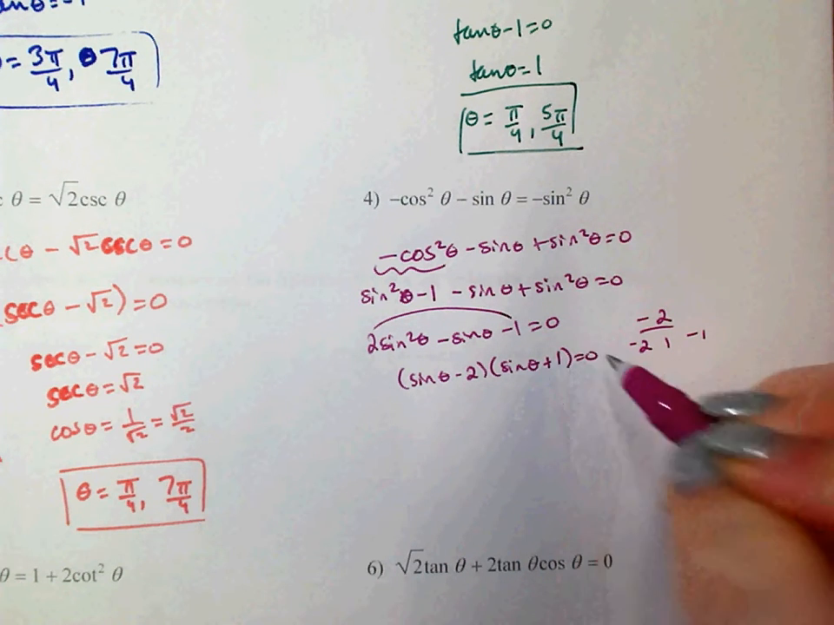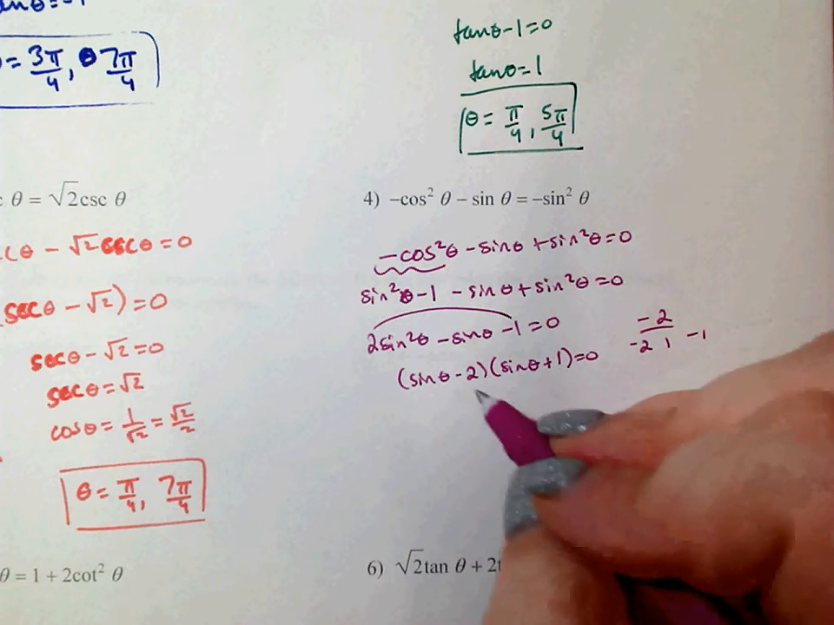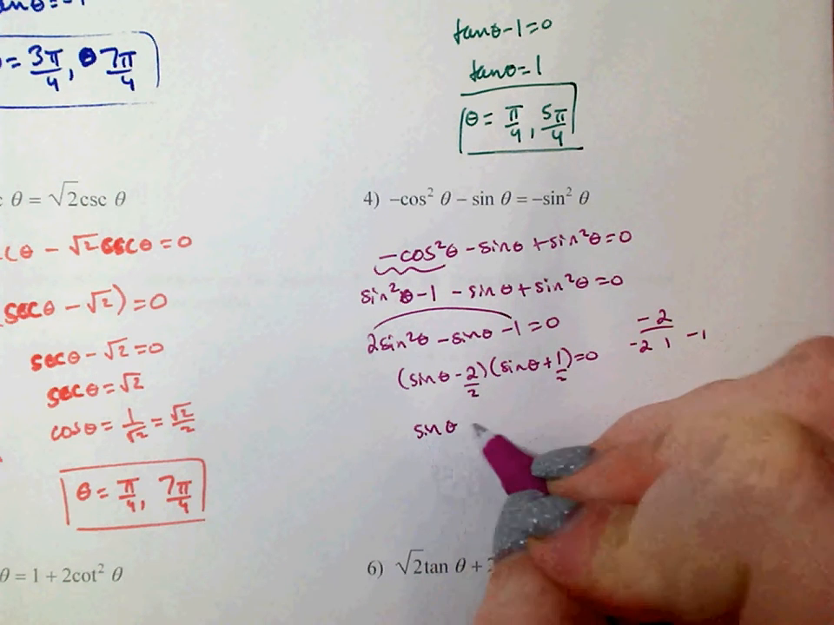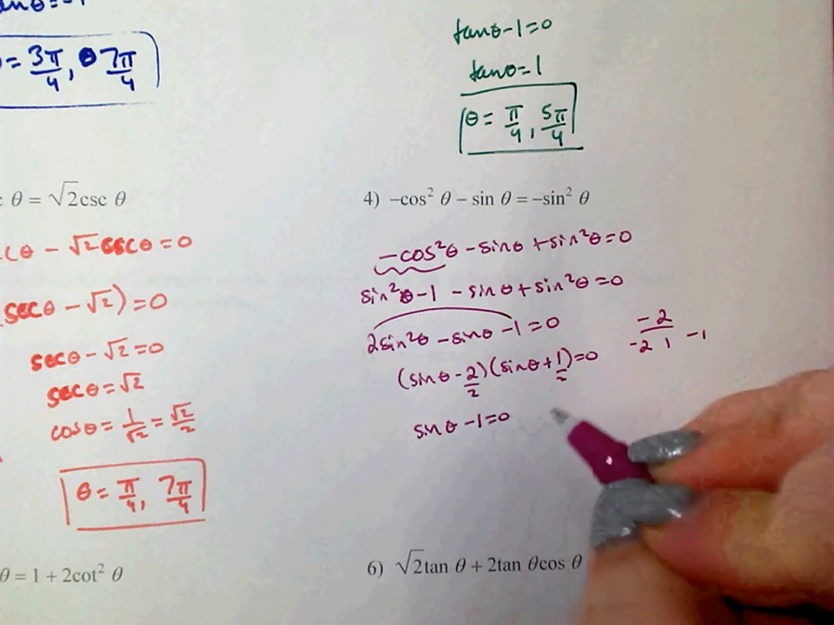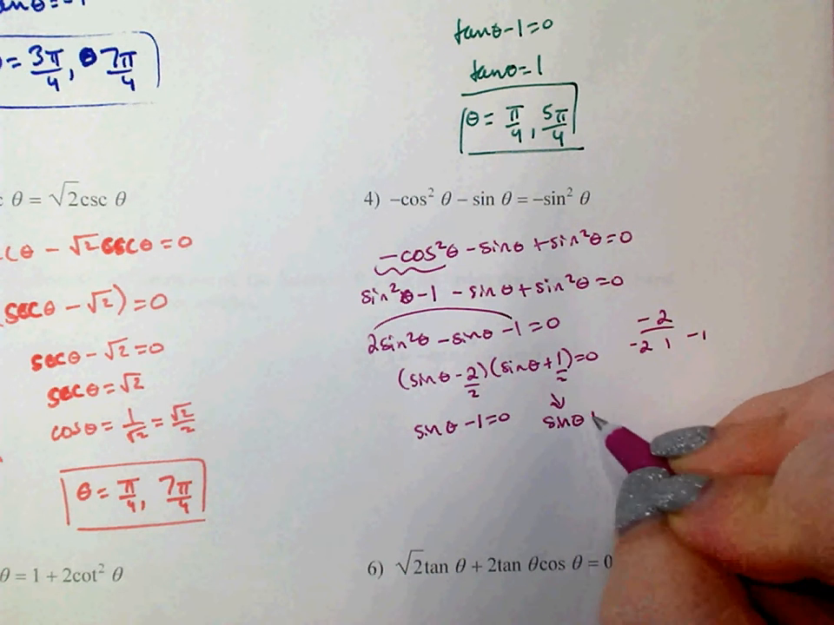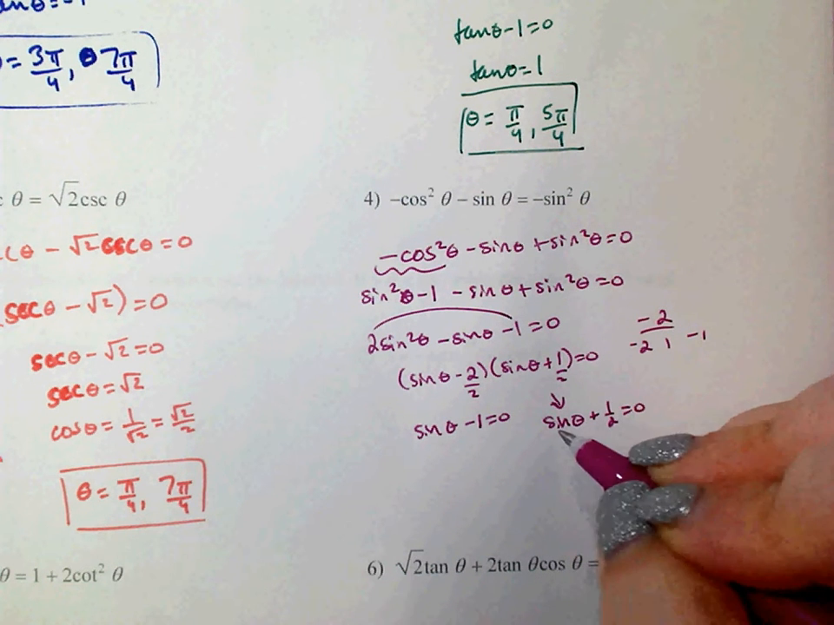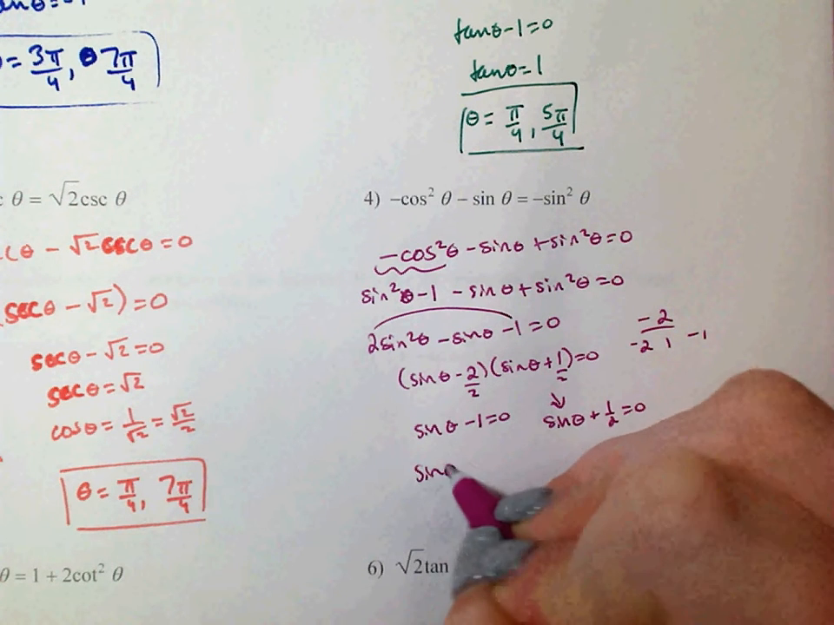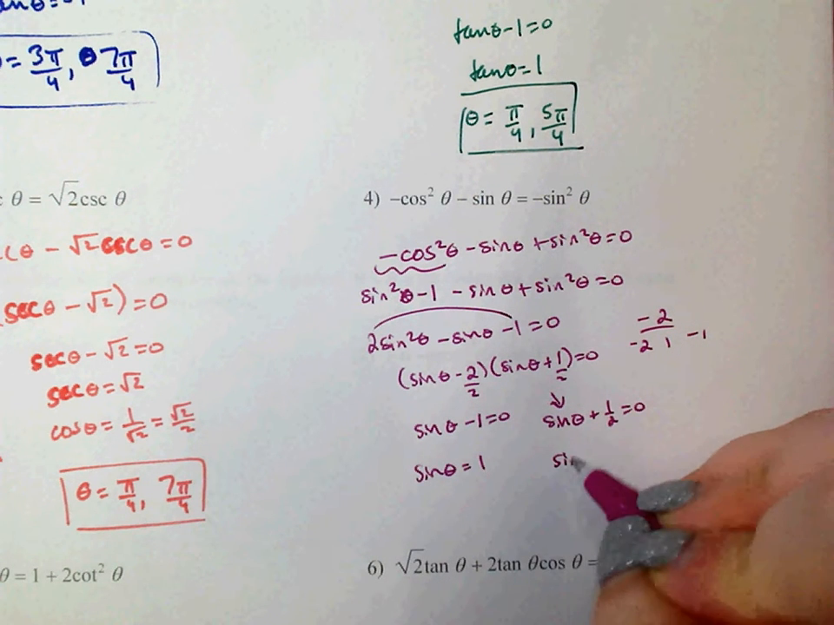And then don't forget to divide. So divide by 2. So I'm really solving when does sine of theta minus 1 equal 0, and when does sine of theta plus 1/2 equal 0. So you could say 2 sine theta plus 1, but might as well just keep thinking about this. So when does sine of theta equal 1, and when does sine of theta equal negative 1/2?